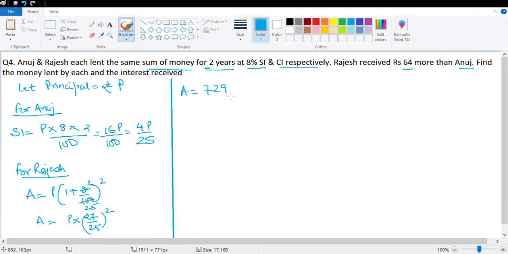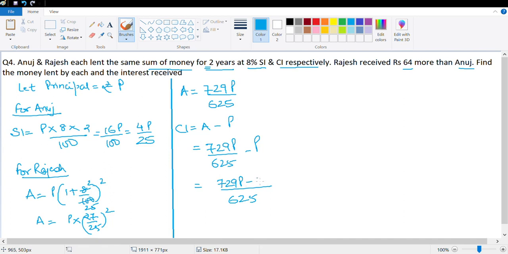729p upon 625. 25 square will be 625, which means compound interest will be equal to amount minus principal. That's 729p upon 625 minus p. The LCM is 625, and this is 729p minus 625p, which is equal to 104p upon 625. So that's the compound interest.